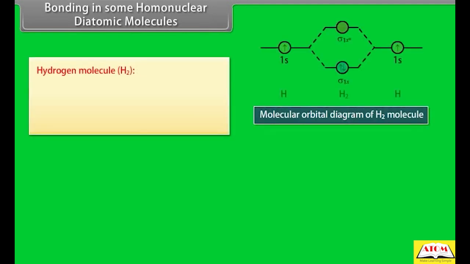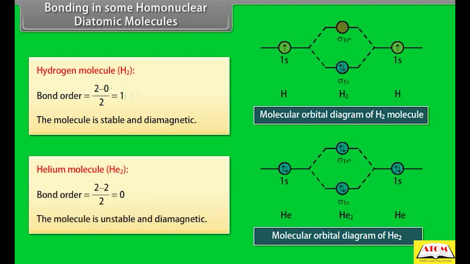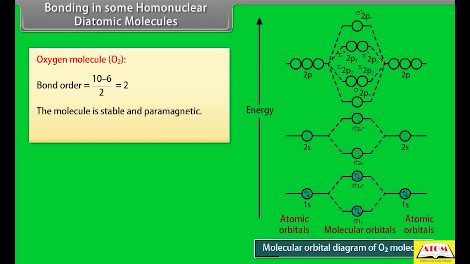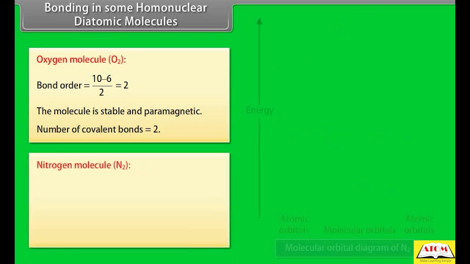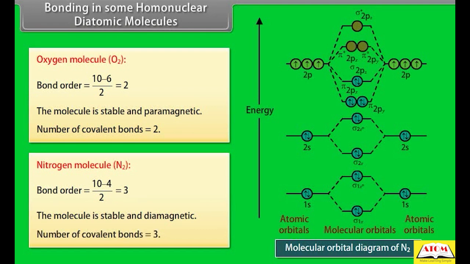Bonding in some homonuclear diatomic molecules. Hydrogen molecule H2. The value of bond order is 1. The molecule is stable and diamagnetic. Helium molecule He2. The value of bond order is 0. The molecule is unstable and diamagnetic. Oxygen molecule O2. The value of bond order is 2. The molecule is stable and paramagnetic. Number of covalent bonds is equal to 2. Nitrogen molecule N2. The value of bond order is 3. The molecule is stable and diamagnetic. Number of covalent bonds is equal to 3.